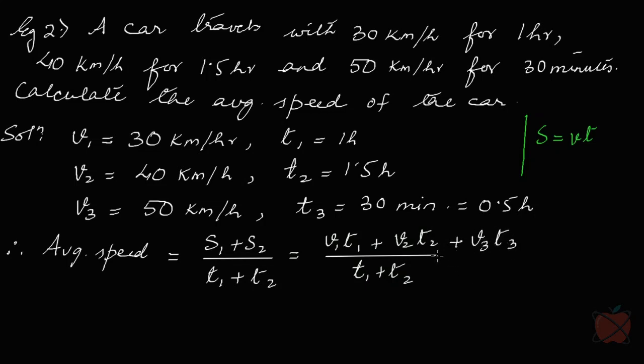t3, divided by the total time. Put in the values of v1, t1 and so on and so forth. You find what is the average speed.